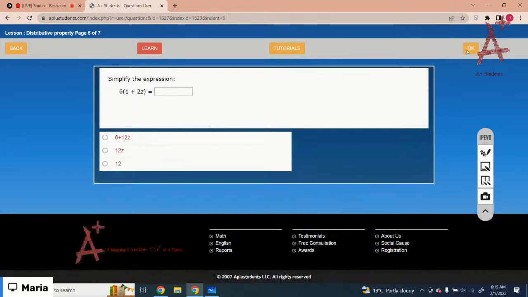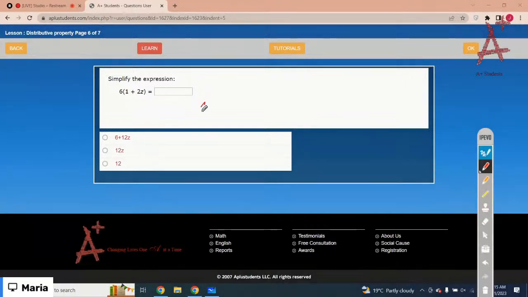Okay, the next one is 6 times 1 plus 2z. So you have to do 6 times 1. 6 times 1 is 6. Then you have to do 6 times 2. 6 times 2 is 12. So it would be 6 plus 12z is the correct option. Got it? Option number 1 is the correct option. That is 6 plus 12z.